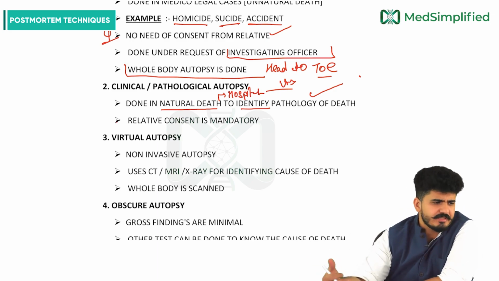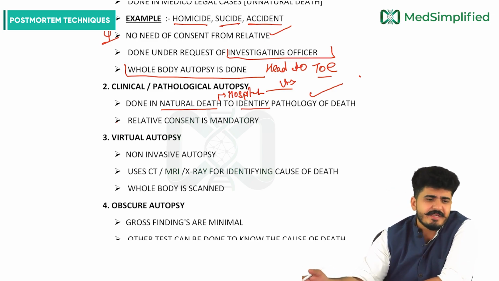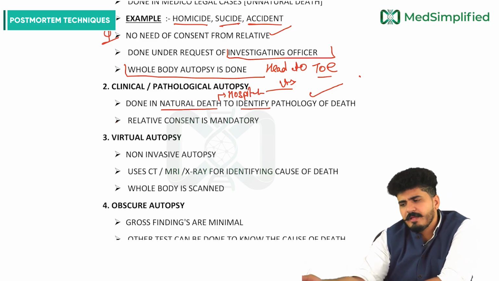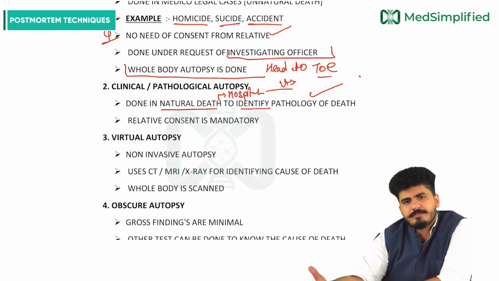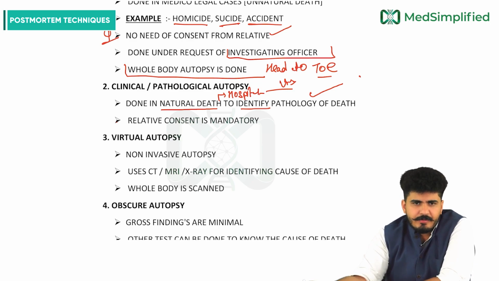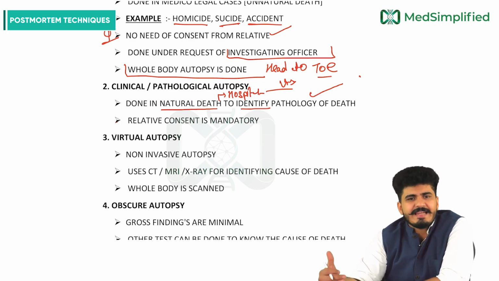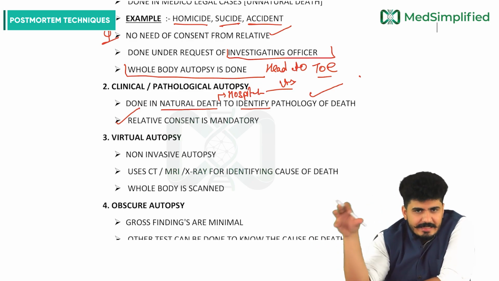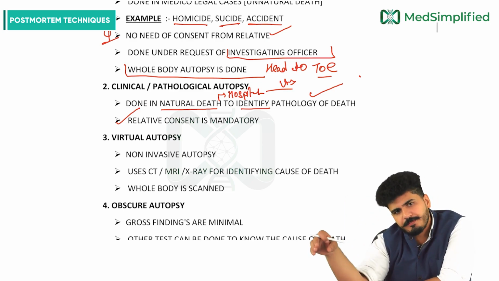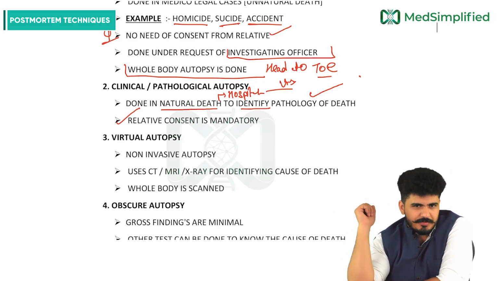You all know that the person is suffering from hypertension, or some kind of disease, and he or she was taking the treatment. Now their relatives want to know the cause of death. For them, they need a consent. The police officer and the medical team need consent from the relative just to prove what pathology led to the death of a particular person. So this type of autopsy is called a clinical or pathological autopsy, my dear friends.